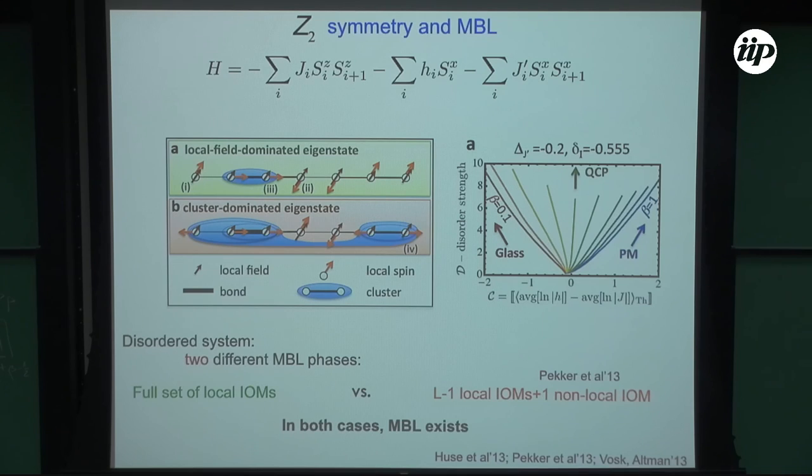Now, from the point of view of the structure of the integrals of motion, the two phases are slightly different in the sense that the paramagnetic phase is characterized by the set of usual local integrals of motion. The number of integrals of motion is just the size of the system, while in the Hilbert glass phase you have L minus one integrals of motion that are not the values of individual spins, but domain wall operators corresponding to neighboring spins, plus an additional integral of motion that knows about the full system and the parity of the state with respect to the symmetry.